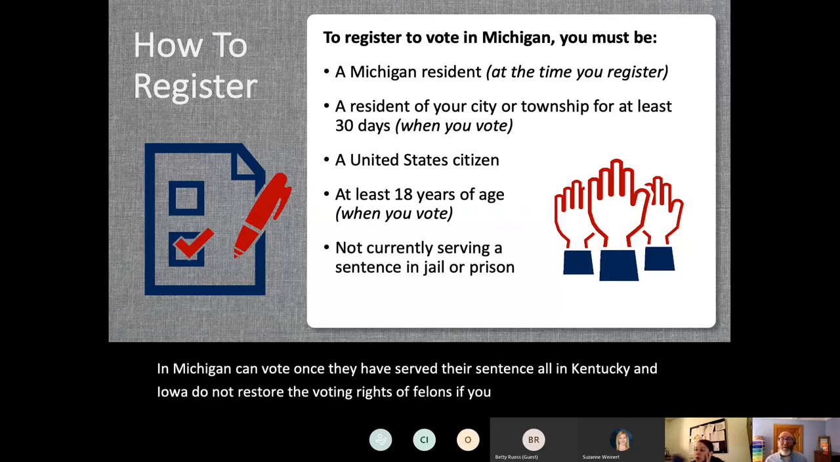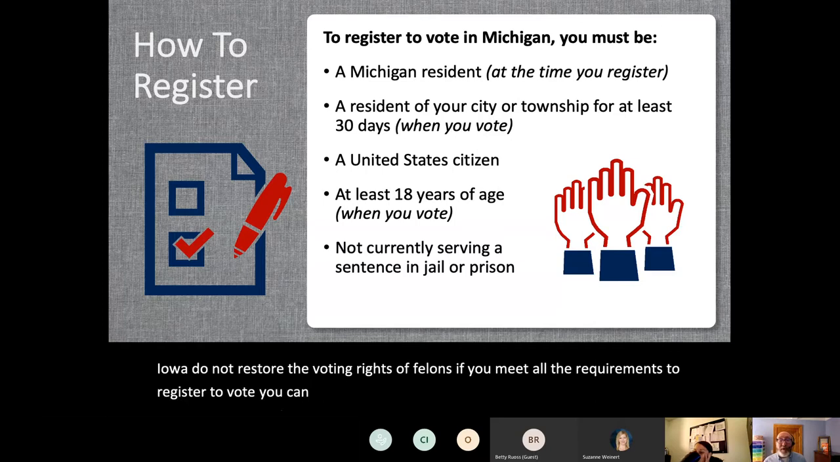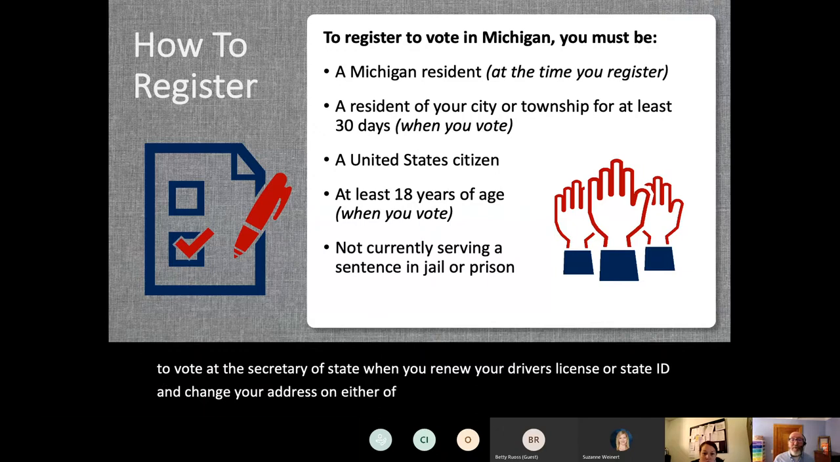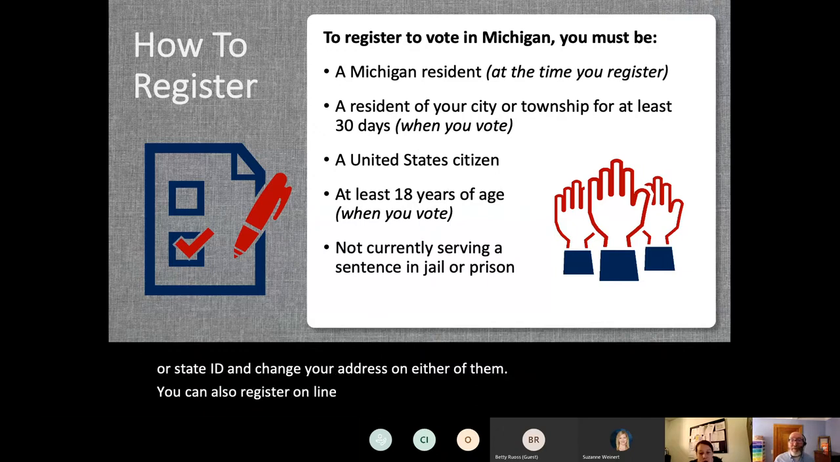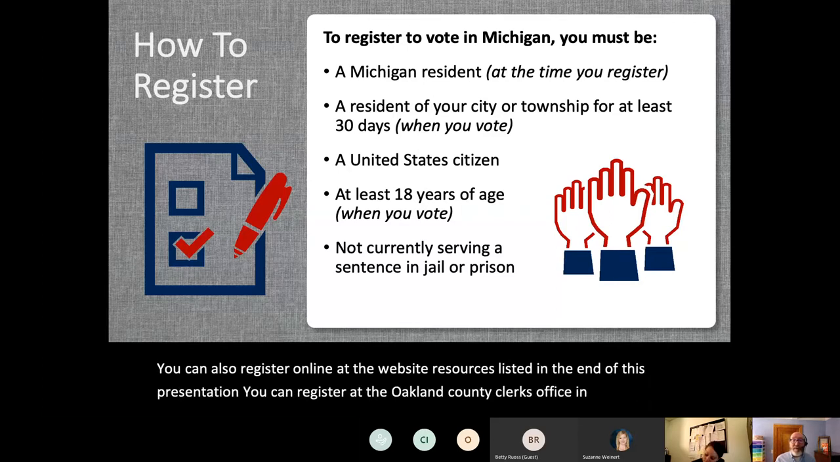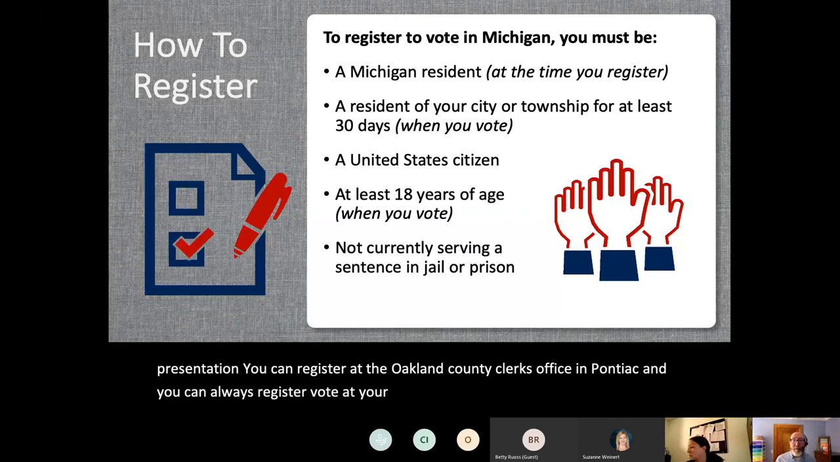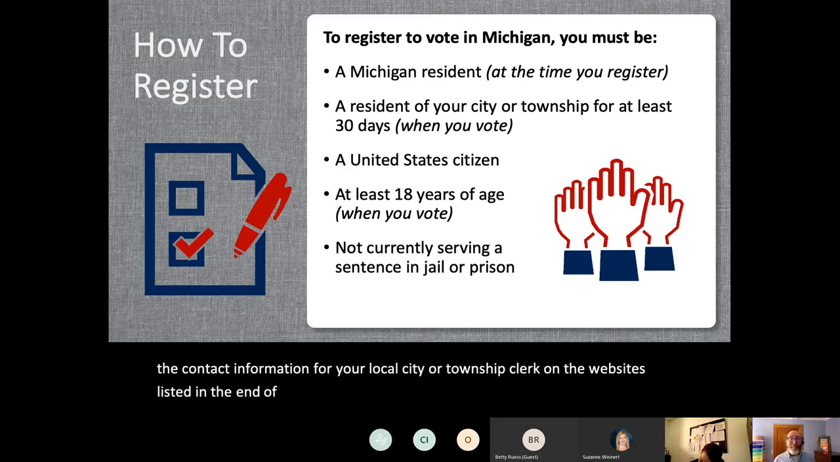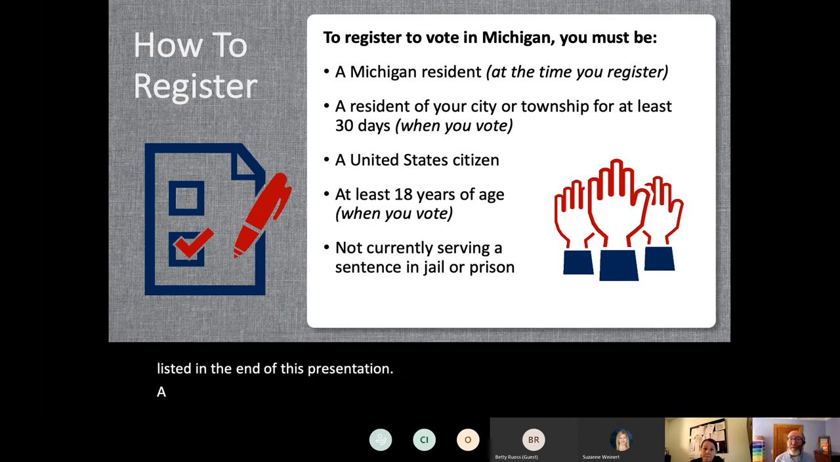If you meet all the requirements to register to vote, you can then register in a variety of ways. You can be registered to vote at the Secretary of State when you renew your driver's license or state ID and change your address on either of them. You can also register online at the website resources listed at the end of this presentation. You can register at the Oakland County Clerk's Office in Pontiac, and you can always register to vote at your local city or township clerk. You can find out the contact information for your local city or township clerk on the websites listed at the end of this presentation.